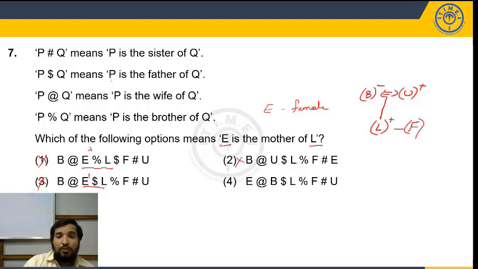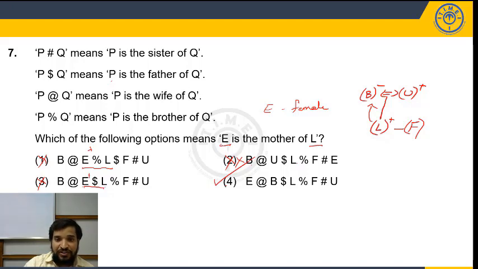Here I can eliminate choice 2. Why? Because what is asked in the question? E is the mother of L. But in the second choice, who is the mother of L? B is the mother. How can I get E as the mother of L in choice 2? So I can eliminate choice 2 directly. So choice 4 will be the answer.